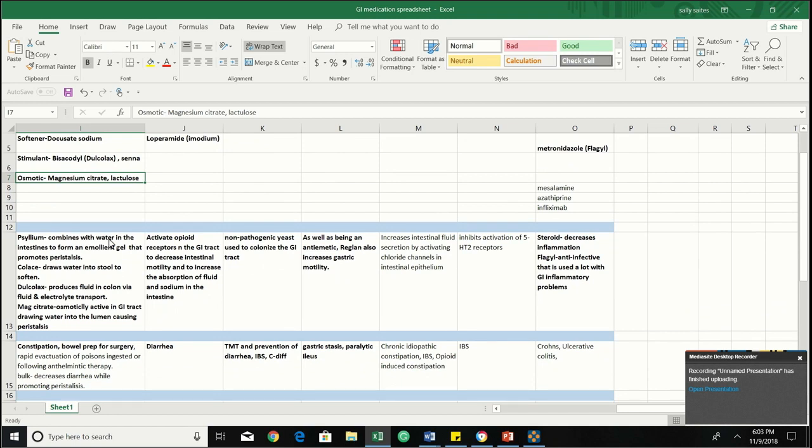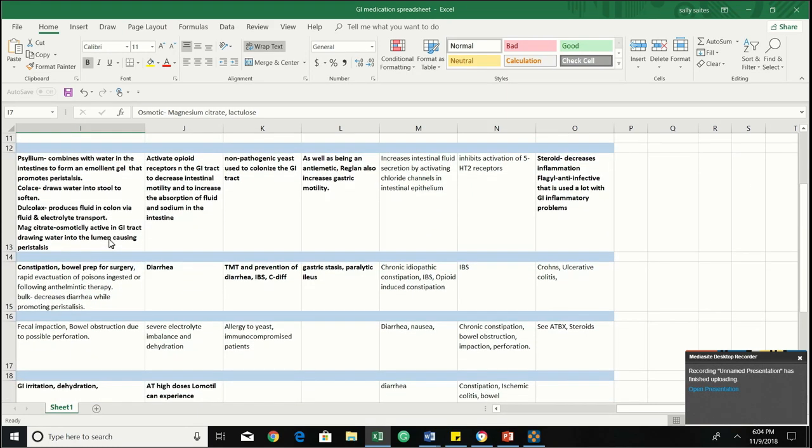These draw water into the GI tract as well, but they do it much more quickly. Lactulose, remember with lactulose we talked about how lactulose decreases the ammonia, well, for a patient with liver disease, but in this particular case, we're using it as a laxative. Okay. Some of these medications as well can be used, well, we said for constipation, but also for bowel prep for surgery.